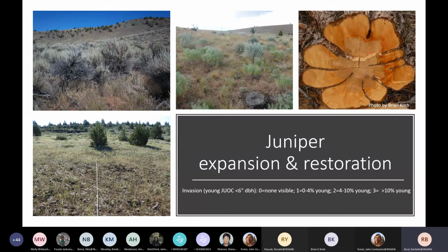And the restoration attribute identifies sites where juniper removal has already occurred, so that those stands and those communities could potentially be tracked over time to see if that restoration is moving in the direction that is best for the landscape.